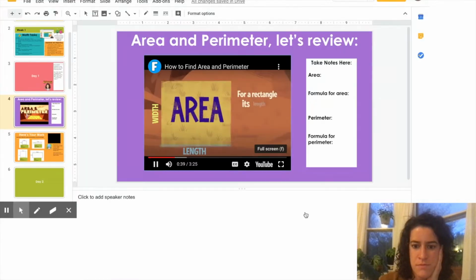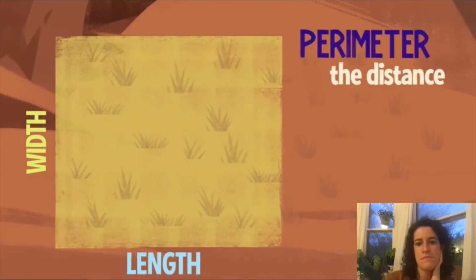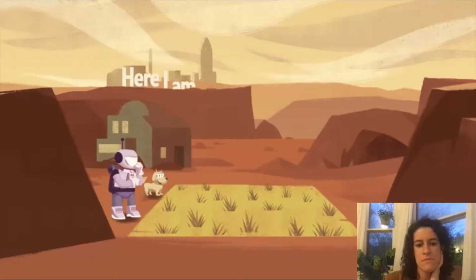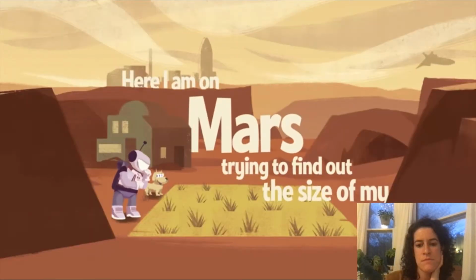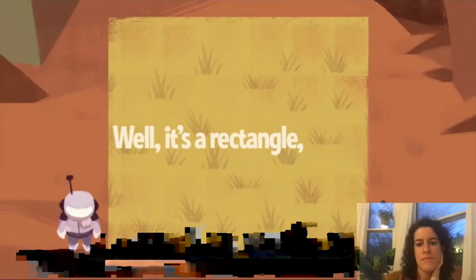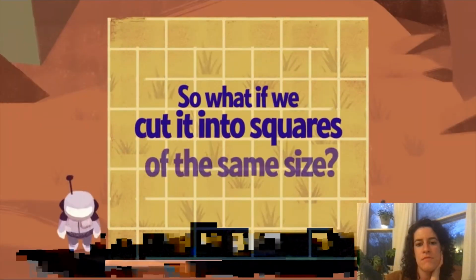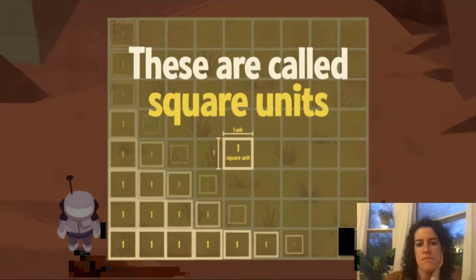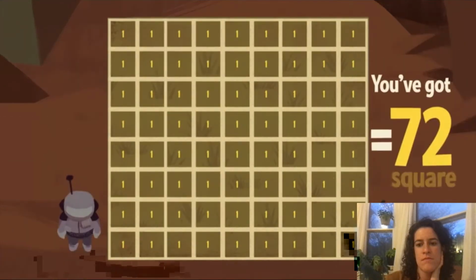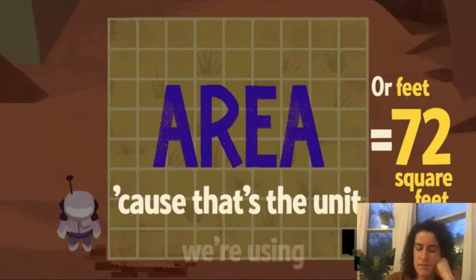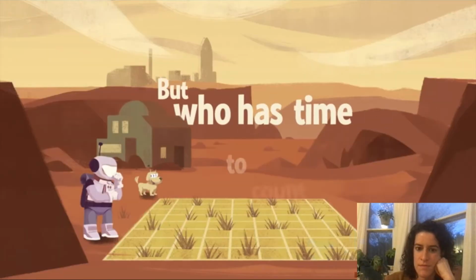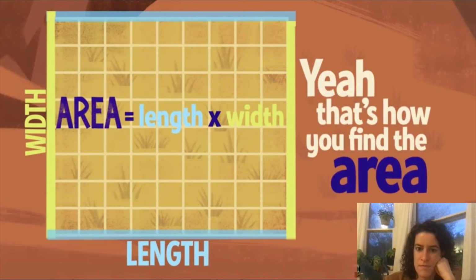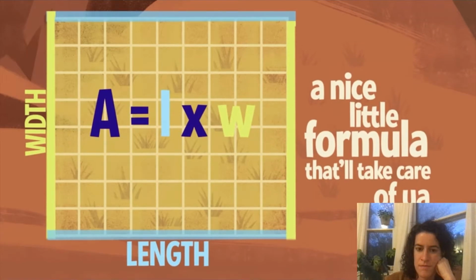For a rectangle, its length and width are multiplied. And perimeter, the distance around the shape. Just add the sides together and then you'll be great. Yeah, here I am on Mars, trying to find out the size of my backyard. Well, it's a rectangle, right? So what if we cut it into squares of the same size that are 1 unit long by 1 unit wide? These are called square units. Add them all up, surprise! You got 72 square units, or feet, cause that's the unit we're using. Well, who has time to count squares? Length times width is the quickest way to get there. Yeah, that's how you find the area. A nice little formula that'll take care of you.